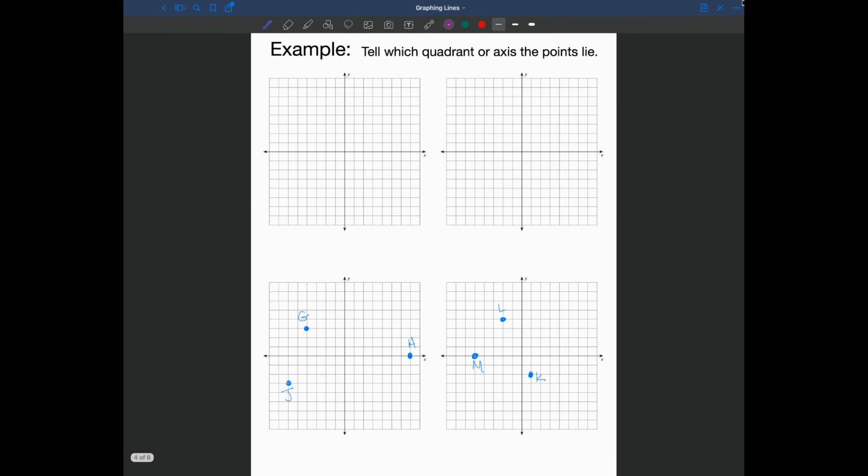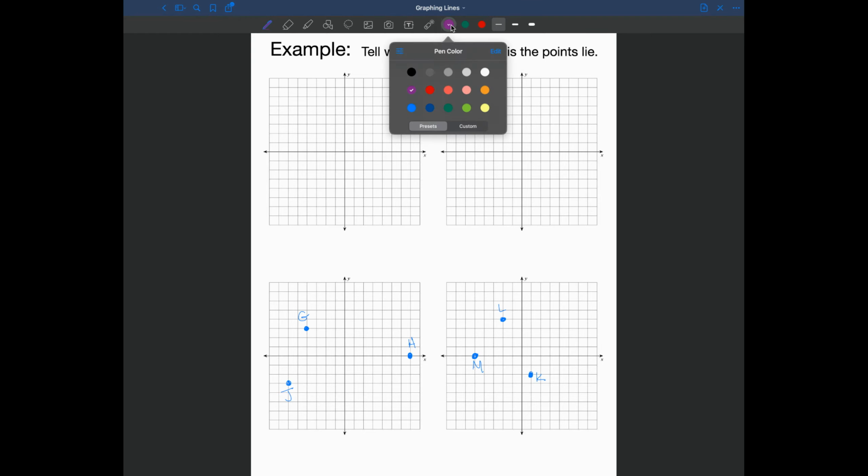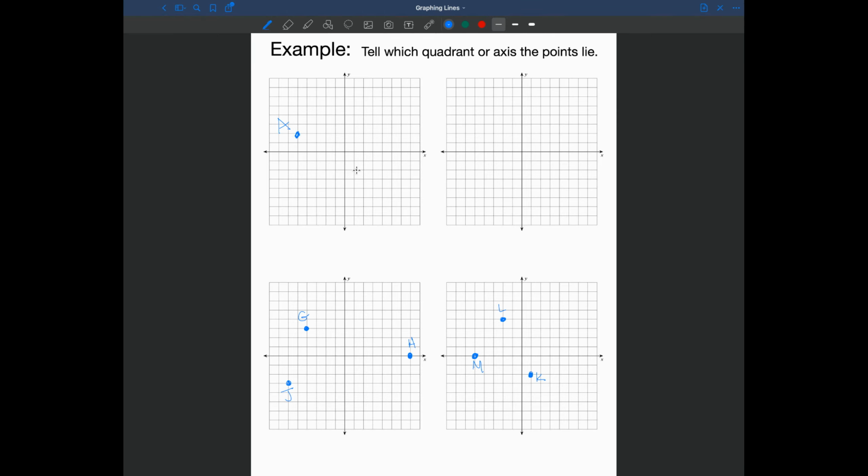All right, so next we're going to go ahead and look at telling which quadrant or axis the point lies in. So we have some points. Let me go ahead and draw them in here. Point A, point B, and point C.